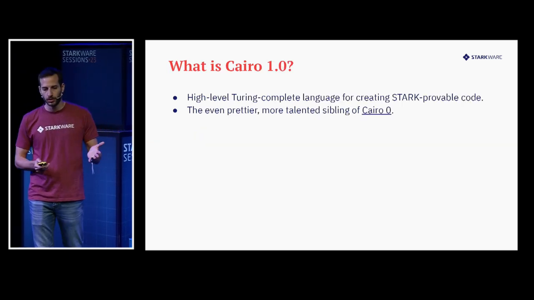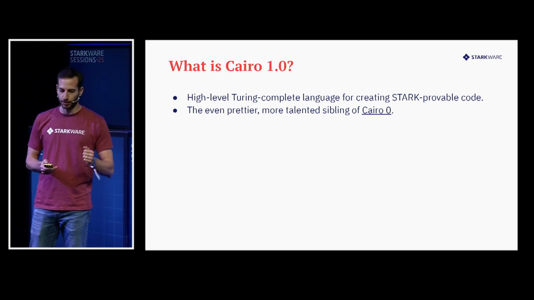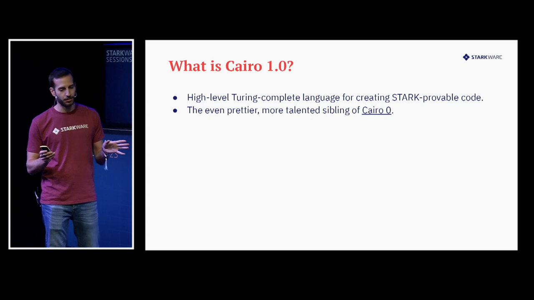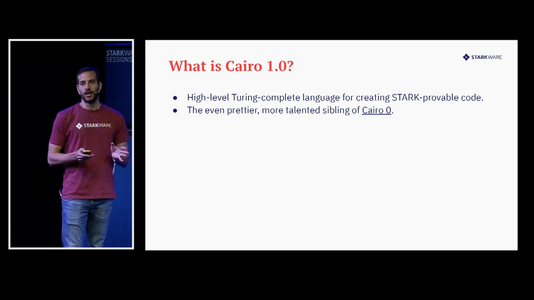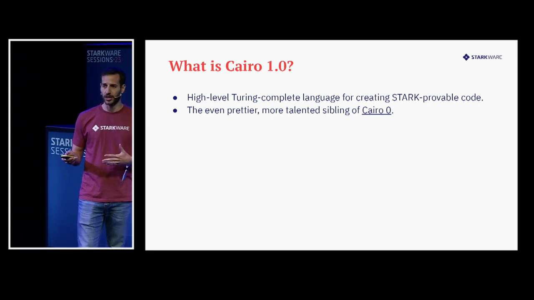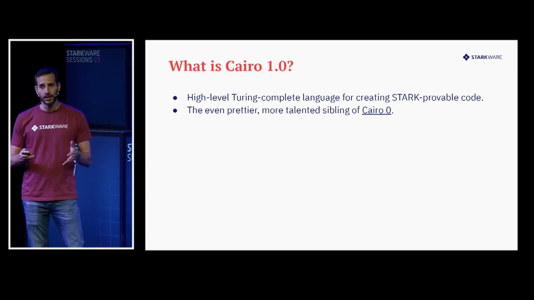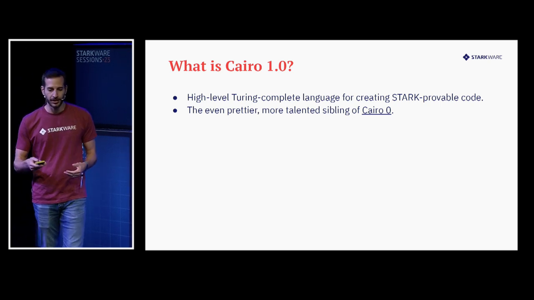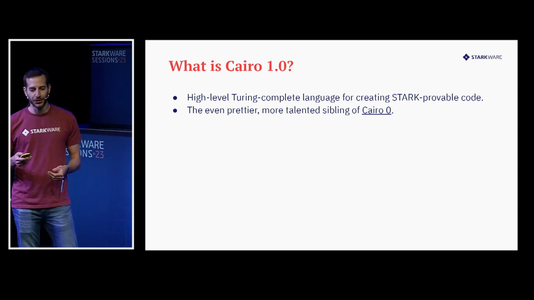Okay, so Cairo 1 is a high-level Turing-complete language for creating Stark-provable code. If it doesn't mean a lot to you, that's okay. You can check it later. It's very similar to what we have in Cairo 0. But it adds some more features over Cairo 0, and it might look prettier and more talented.